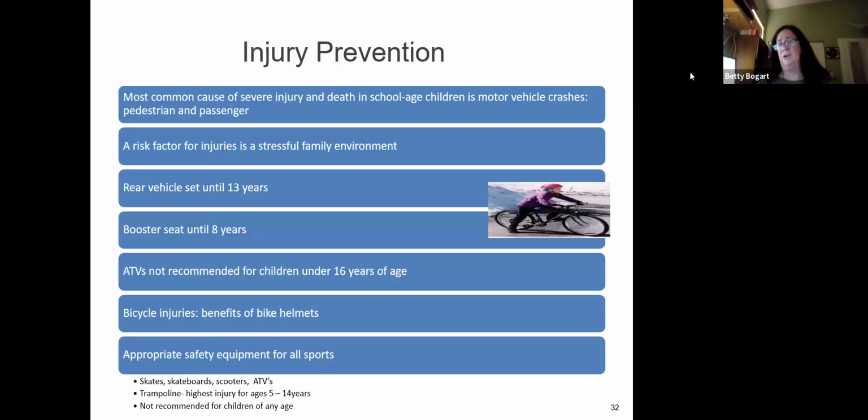So injury and school age children. What's the most common for any age child? Motor vehicles. From infant to adolescence, the most common cause of severe injury and death is motor vehicles. And as I said, whether you're in the car or ran over by a car. One of our risk factors for children having injuries is the child in that stressful family environment, the one that's starting to act out, the one that's having abdominal pains, and they're not thinking right. So they tend to do things and get injured because they're not thinking correctly.